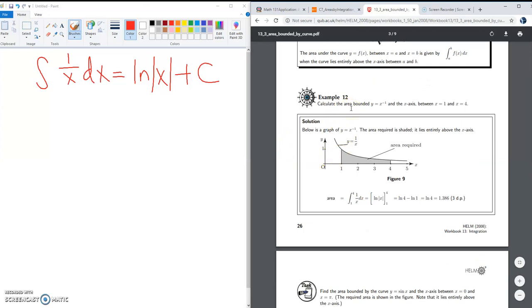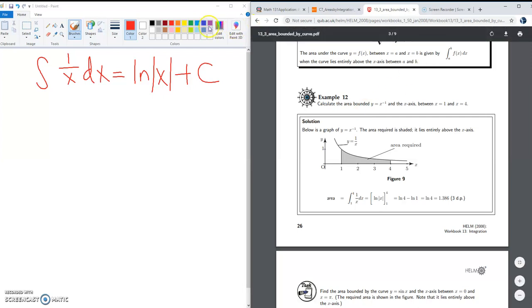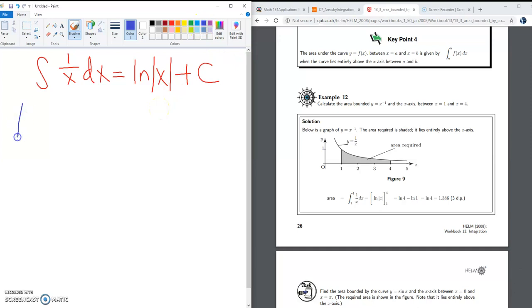Calculate the area. This is example 12 on this PDF file I found. Calculate the area bounded by y equal to, well, 1 over x technically, the x-axis, and between x equal to 1 and x equal to 4. So over here on our whiteboard, let's set up our integral. So area is equal to the integral going from 1 to 4. F of x is the same thing as y, so that's 1 over x dx.